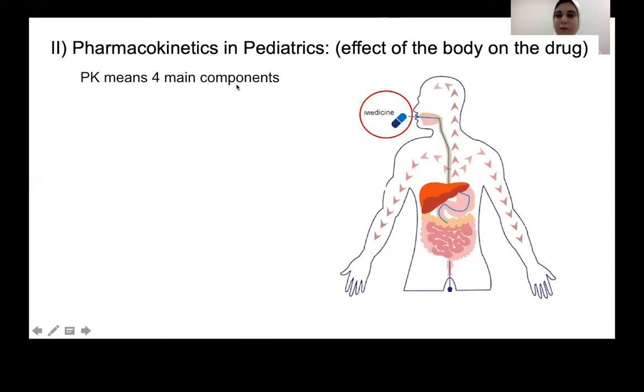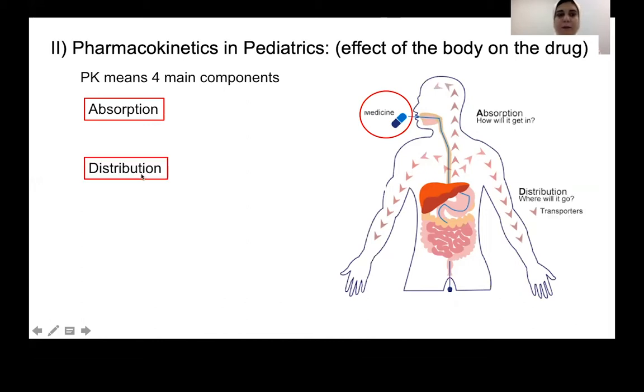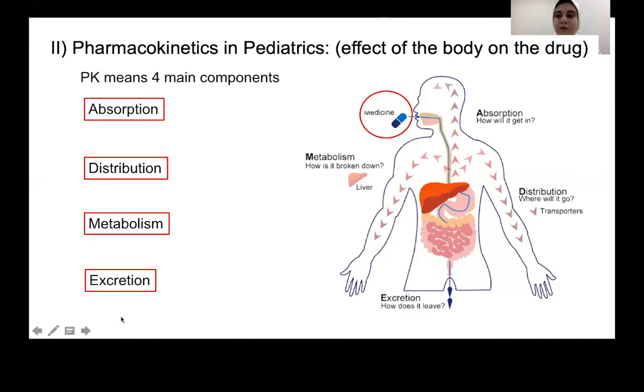We have four main components of pharmacokinetics. First, it's absorption. How will it get inside the body system? Next is the distribution, where it will go around the body. Number three, metabolism, how it is broken down, and it's usually in the liver. Number four, excretion, how it goes out and leaves the body, and usually it's by the kidney. These are the four main components of pharmacokinetics.